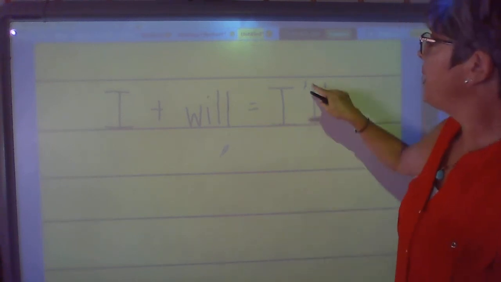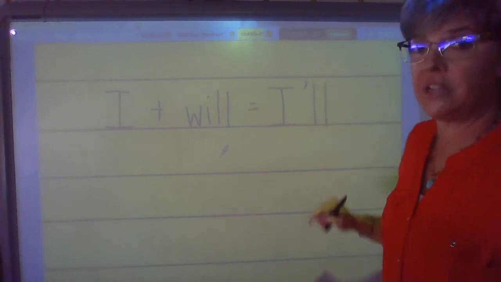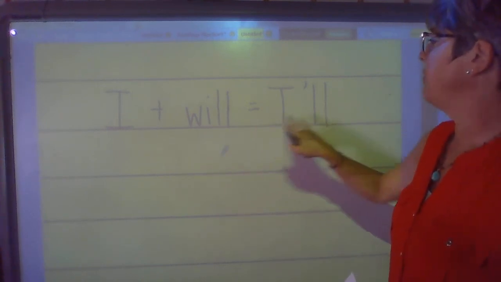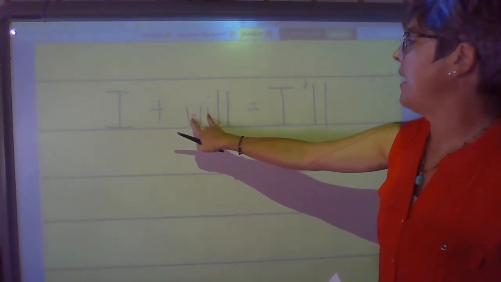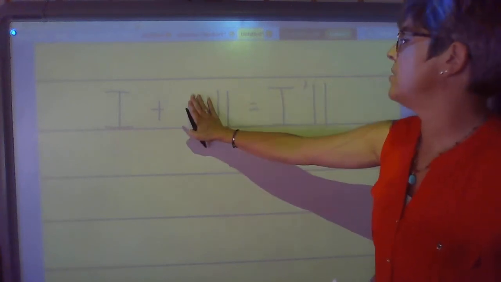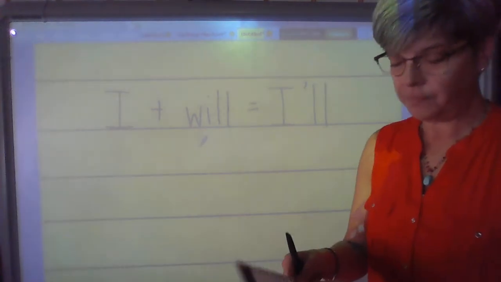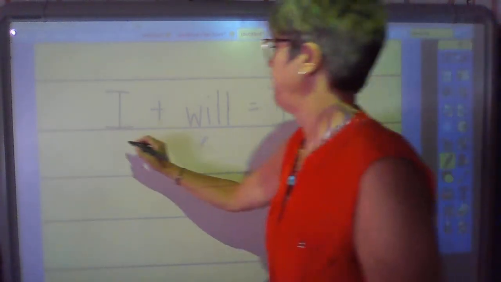So remember, the apostrophe always goes in place of the letters that you dropped. We drop the two letters in front of the LL, we drop the WI, so the apostrophe goes where the W and the I were taken from in the second word. Let's take a look at another one.